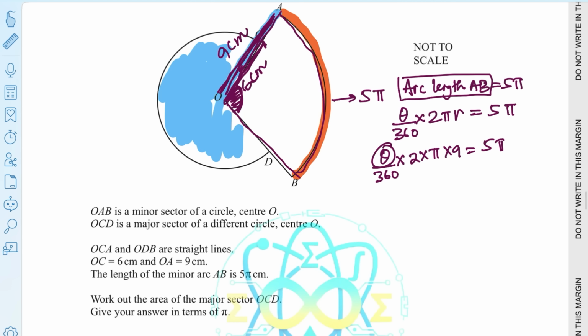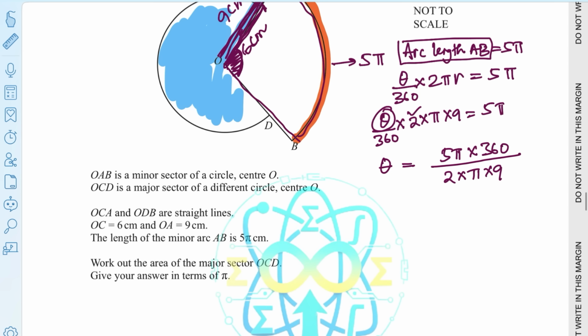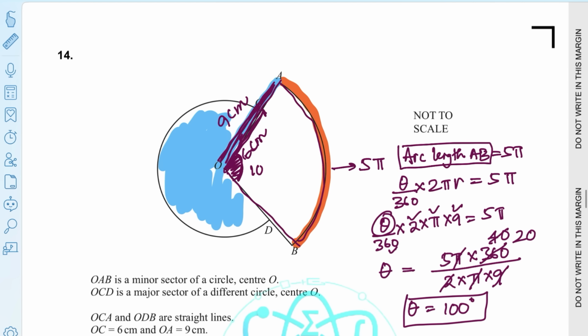I need to find the angle, so I'll keep the angle as the subject. So 5 pi and 360 will move to the numerator, and 2, pi and 9 will move to the denominator. Now pi and pi can be cancelled. And 9 times 40 is 360, and 2 times 20 is 40, and in the numerator we have 5 times 20, which equals 100 degrees. Did you get it? So theta equals 100 degrees.